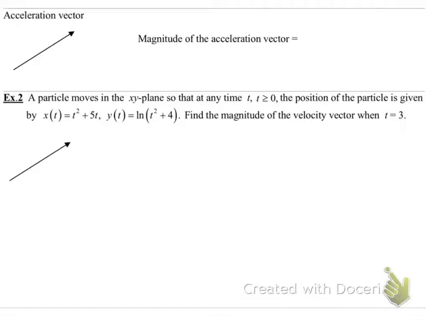Anyway, we're going to find the magnitude of the velocity vector. If we're going to find the magnitude of the velocity vector, we need to find the first derivative and use the Pythagorean theorem to find the magnitude of that velocity vector.